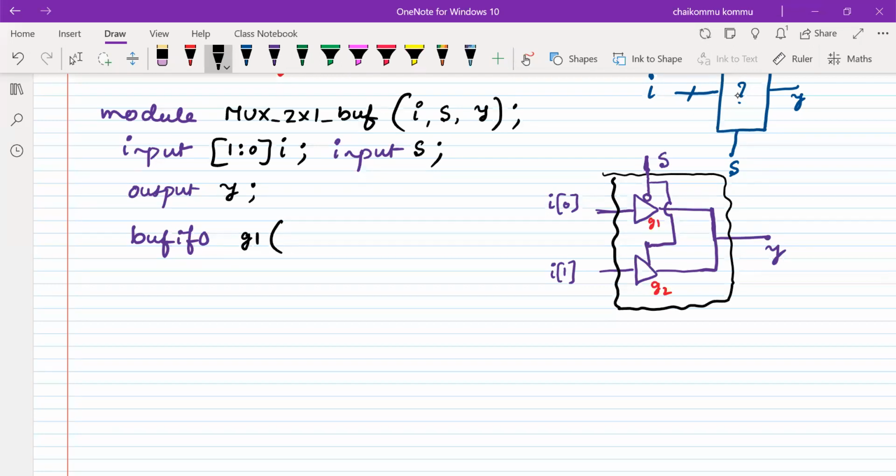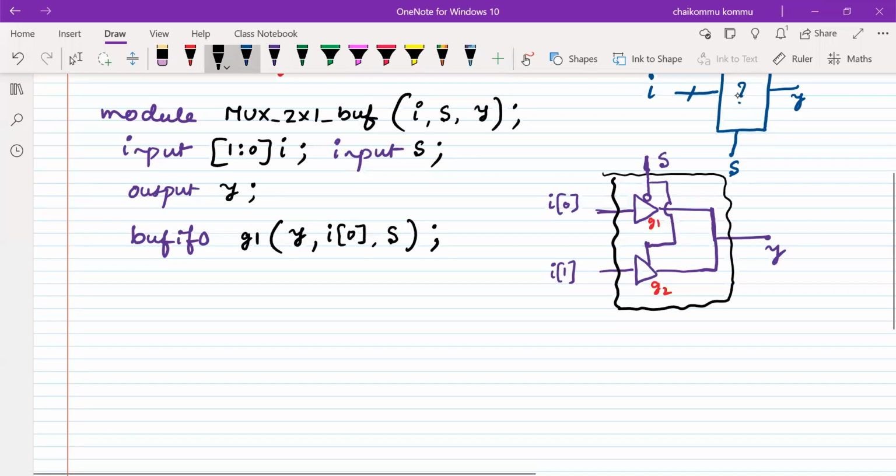Output for this G1 is Y. Y is directly connected to that one. Therefore Y is my output. Okay, next what should I do? I need to write the input signal, then the control signal. That is the syntax for the buffer. First we have to write the output, then the input, I[0], and then I should write the control line. That means the selection line I need to write. So this is the syntax for this.